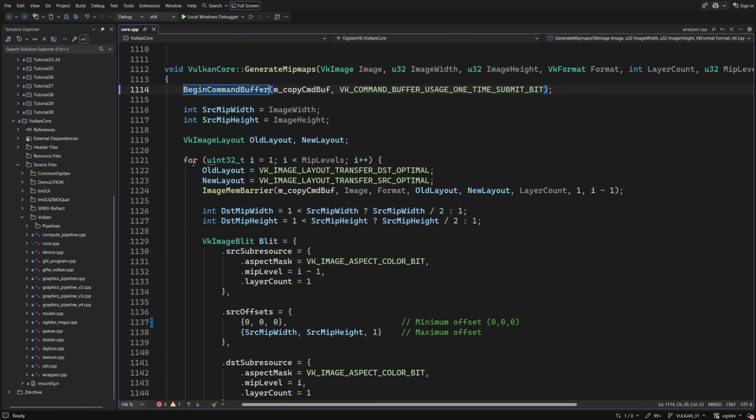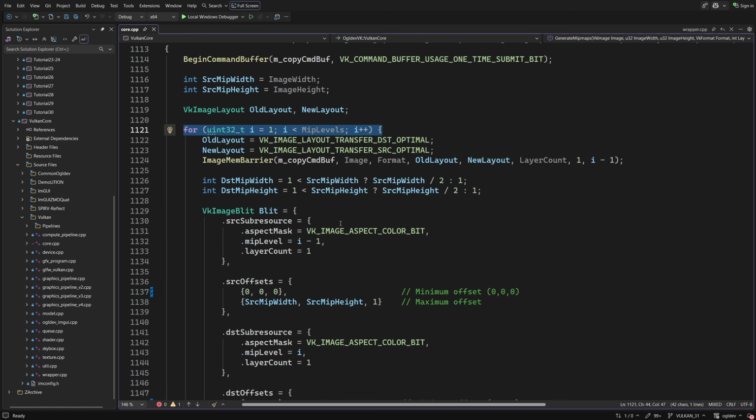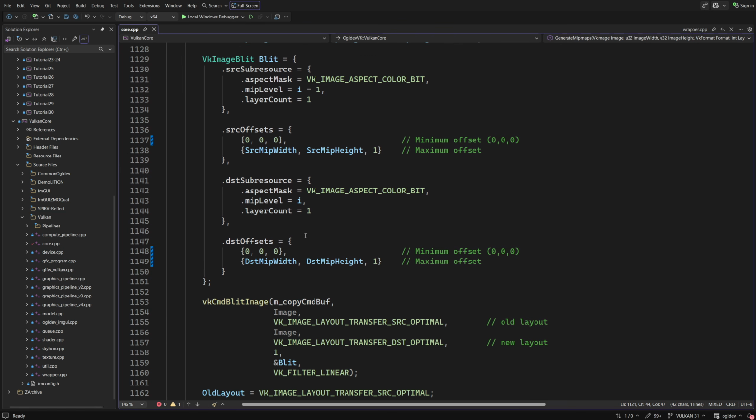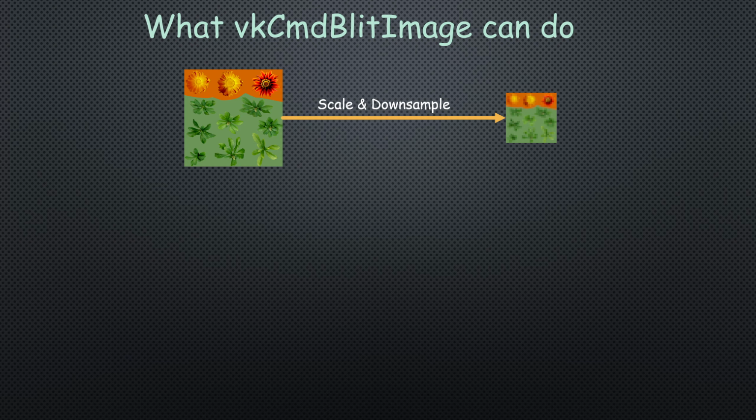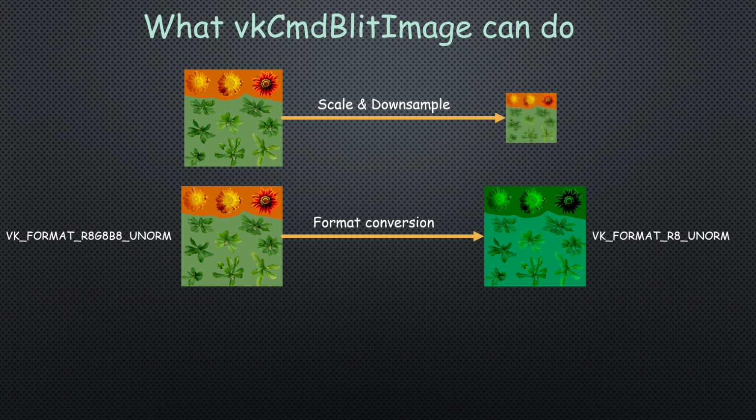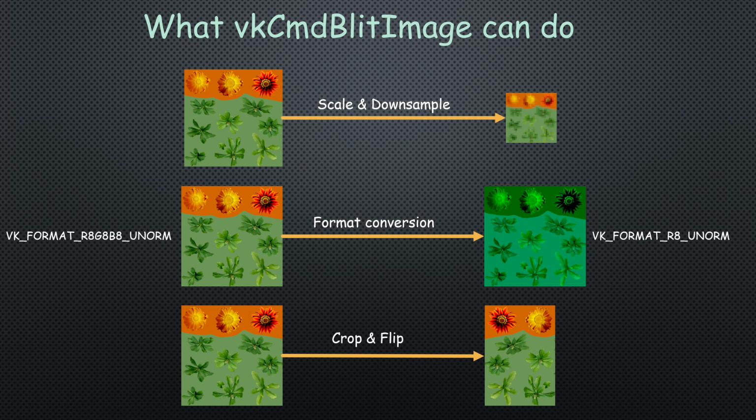The core part of this function is this loop here over the number of Mipmaps. To downscale each Mipmap level to the next, we use the Vulkan API vkCmdBlitImage. This is a very powerful command which provides several capabilities. It can scale and downsample images, it can perform format conversions, it can crop or flip the image, and more.